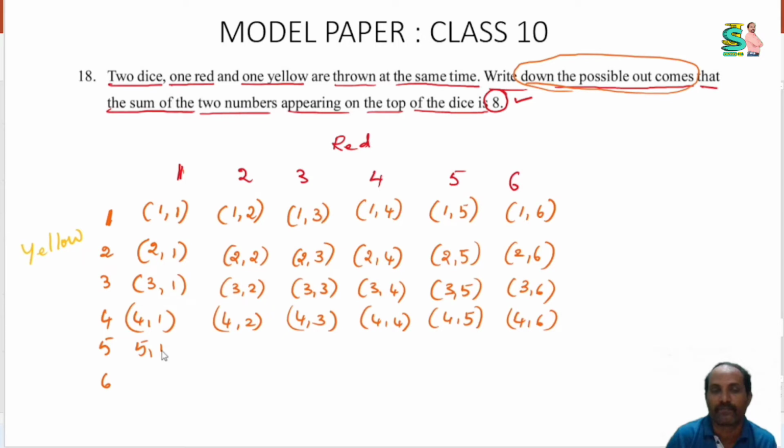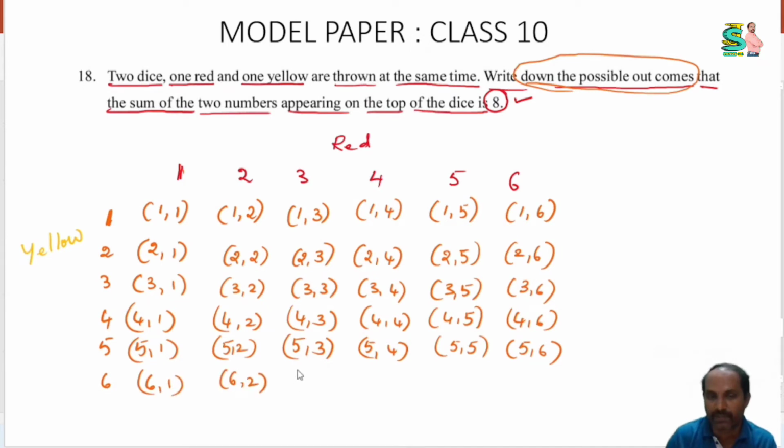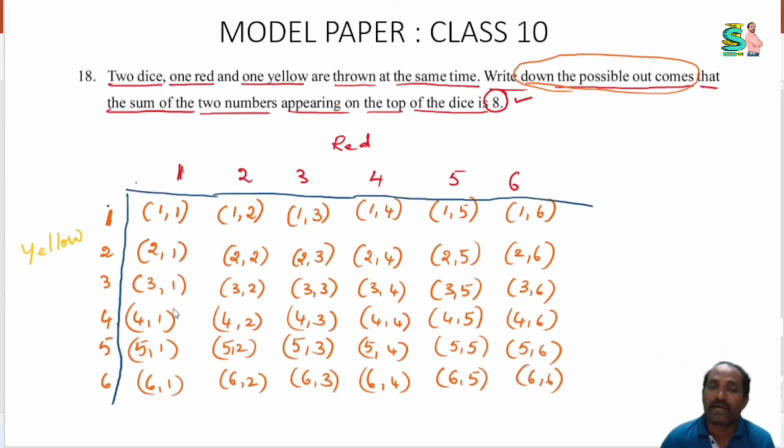5, 2, 5, 3, 5, 4, 5, 5, 5, 6. Now last one 6, 1, 6, 2, 6, 3, 6, 4, 6, 5 and 6, 6. Okay, now what he asked here: sum is 8. List out all the elements.